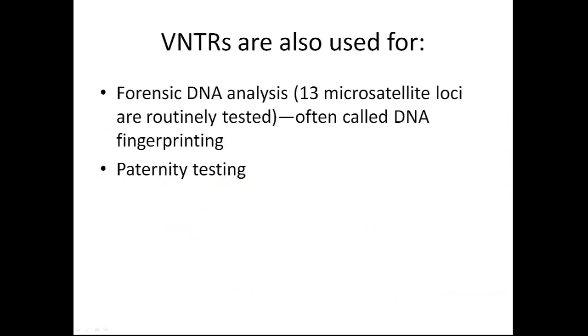VNTRs are also what is used in forensic DNA analysis. So 13 different microsatellite loci are tested. The number of repeats that the suspect has is compared to the number of repeats that is found in the DNA from the crime scene. This is also how paternity testing is routinely done.